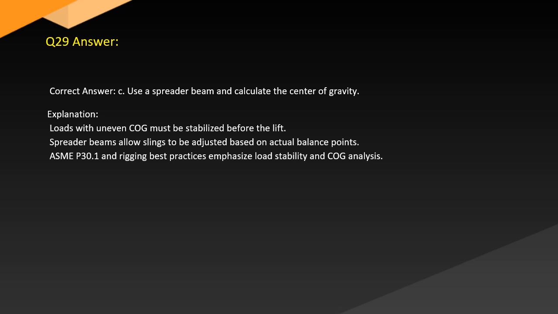Answer. Correct answer C. Use a spreader beam and calculate the center of gravity. Explanation. Loads with uneven COG must be stabilized before the lift. Spreader beams allow slings to be adjusted based on actual balance points. ASME B30.9 and rigging best practices emphasize load stability and COG analysis.